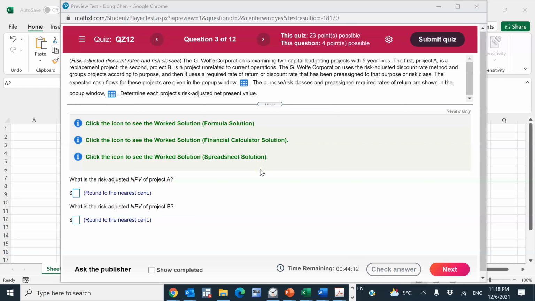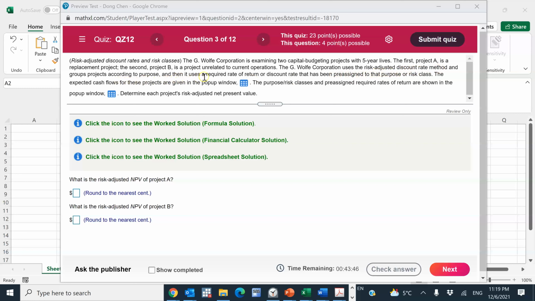So this is question number 3 of quiz 12 for chapter 11. This firm is examining two capital budgeting projects with 5-year lives. The first is a replacement project, and the second is a project unrelated to current operations. And the firm uses the risk-adjusted discount rate method and groups projects according to purpose.